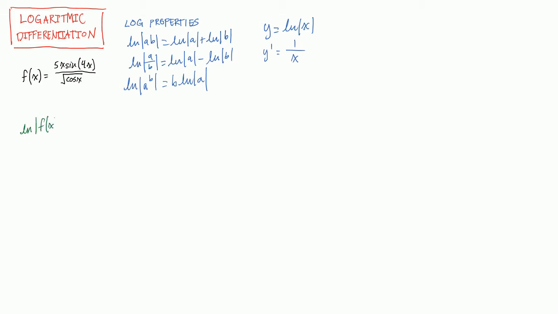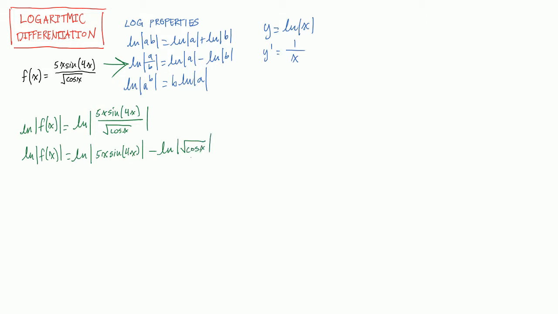So if you take the natural log of f of x, that'll become the natural log of 5x sine 4x over the square root of cosine of x. So we can't really do much with the left side, so that will stay the same for now. But then we've got this quotient here that we can get rid of with this property. So we take the natural log of the numerator minus the natural log of the denominator.